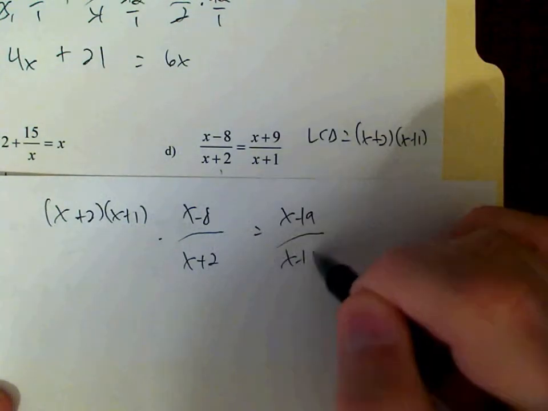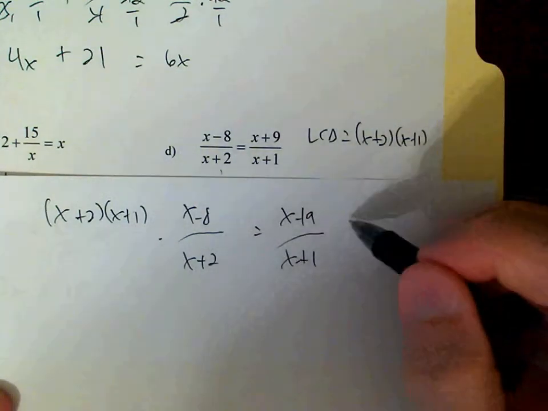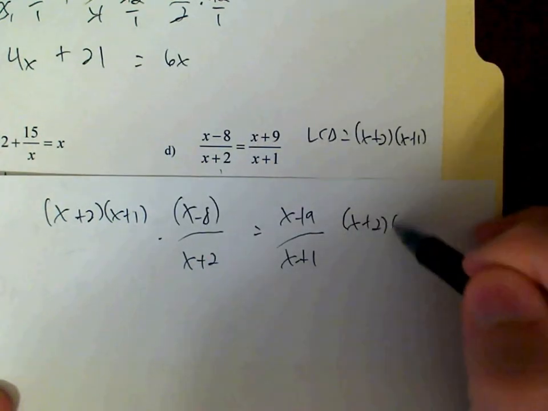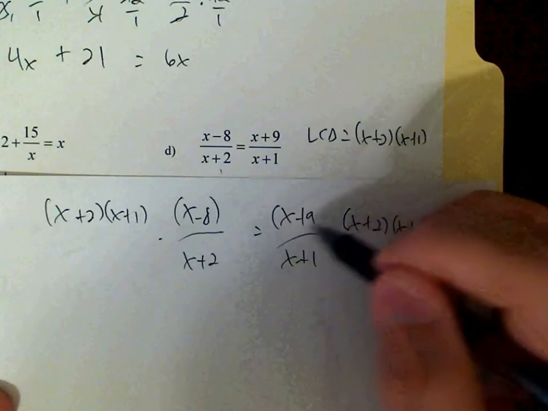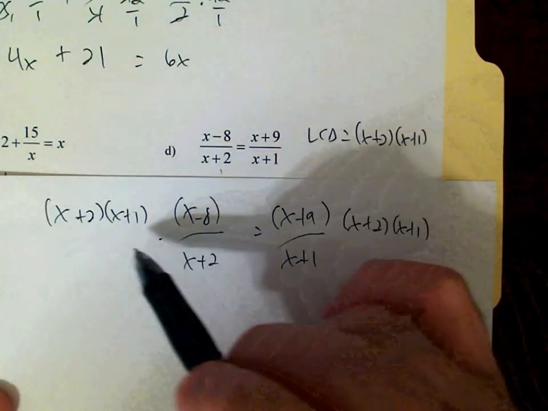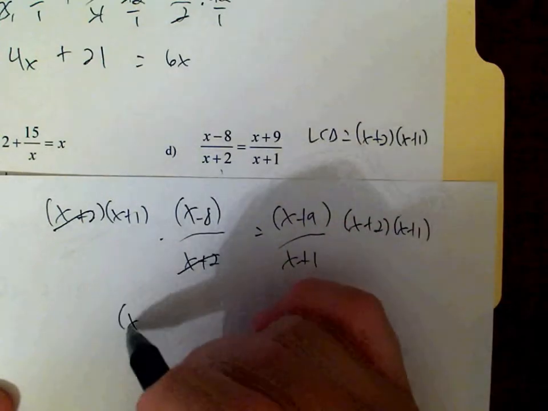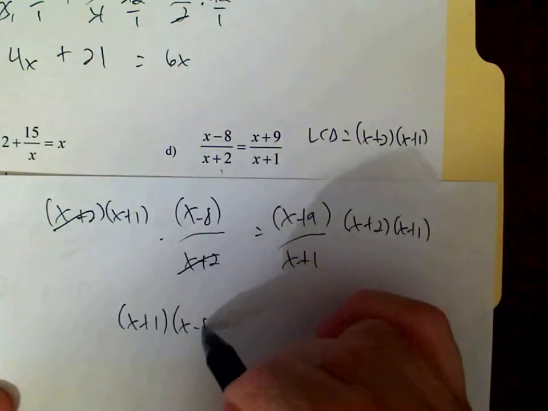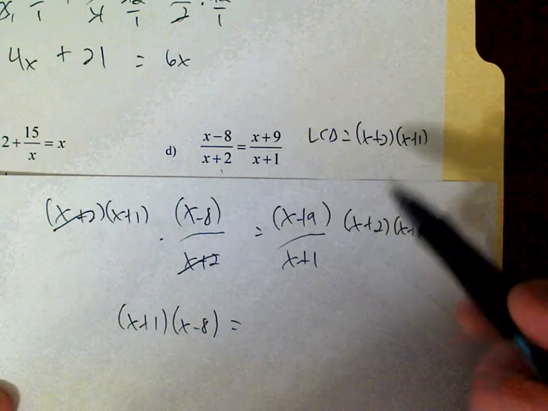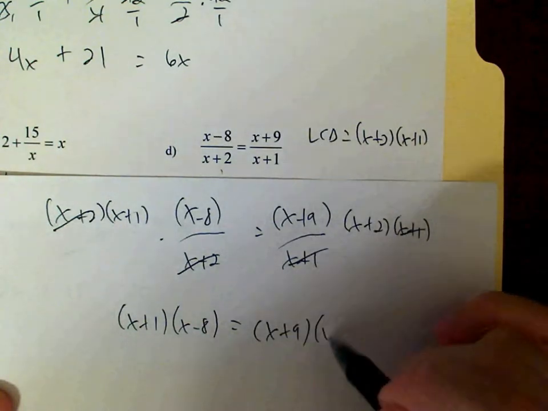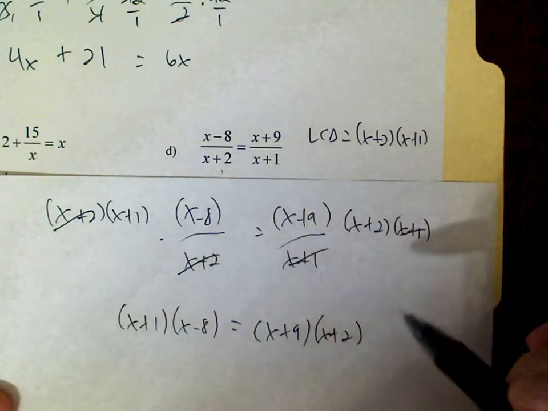Yep, could be quite a bit of writing here, but that's okay. You do what you gotta do. Now let's see what happens. Over here, these x plus 2's cancel, and it leaves x plus 1 times x minus 8. On the second fraction, the x plus 1's cancel, and it leaves x plus 9 times x plus 2. Looks like a mess, but it's really not.